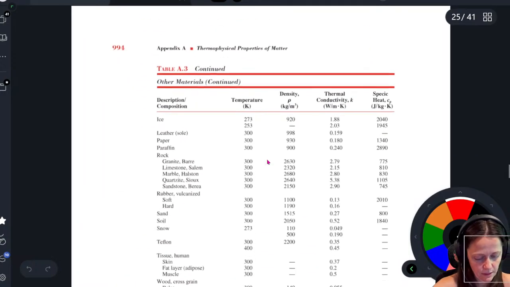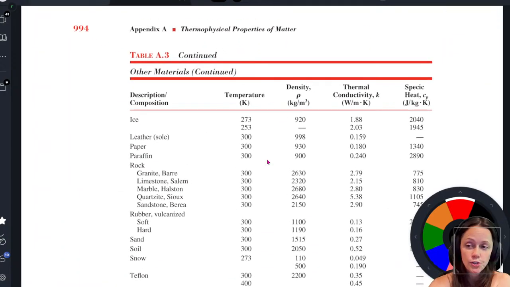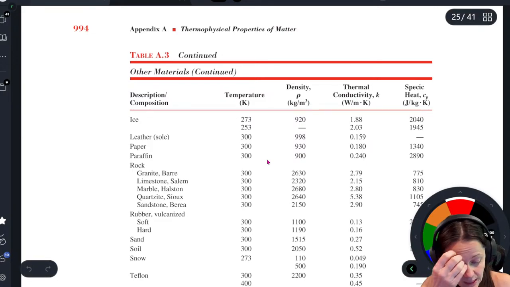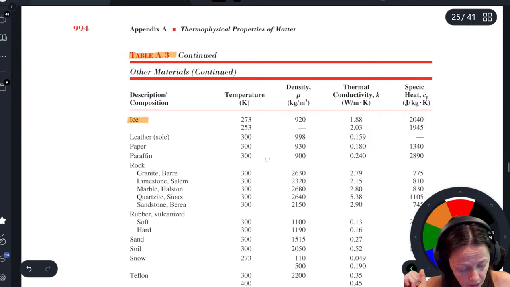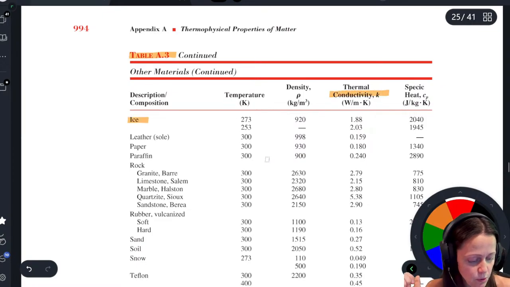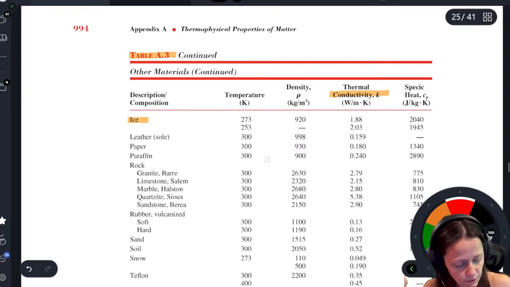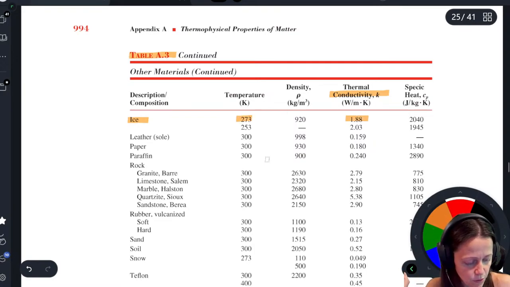All right. So if you've got your PDF pulled up somewhere, it's on page 25 of that PDF, so you have to scroll down quite a bit. It is table A3. There's ice. We're looking at thermal conductivity. You can see that they've given values for both 273 and 253.